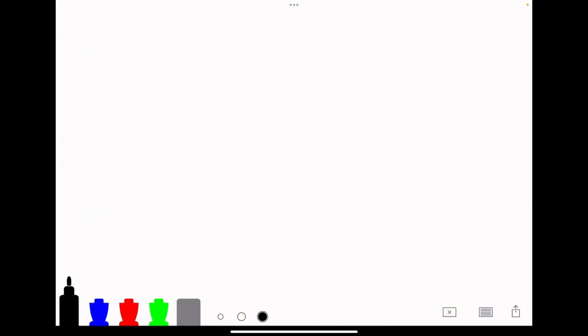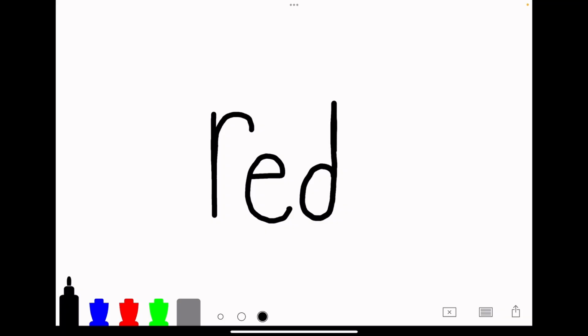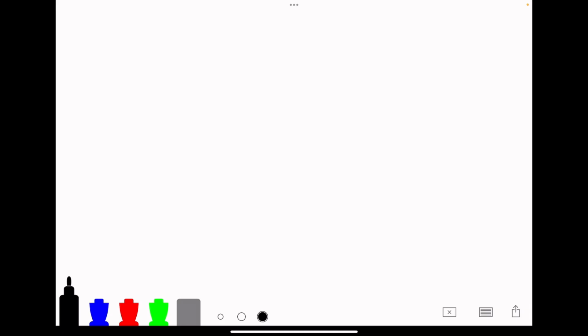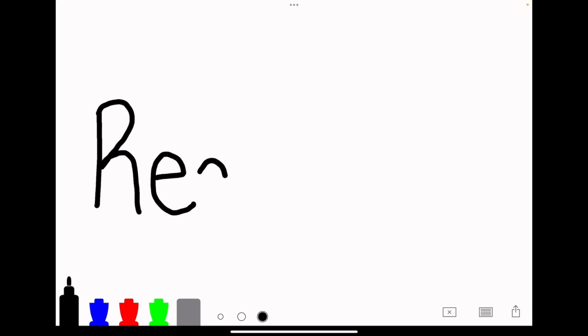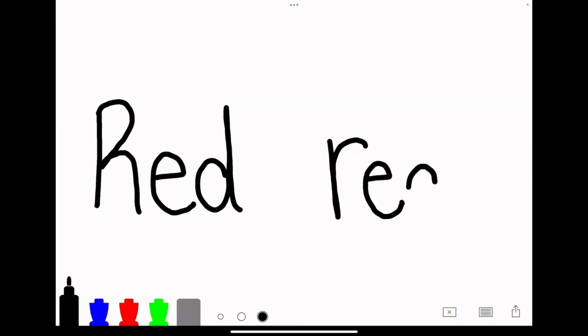So our first letter is R. After R, we have E. And after E, we have D. R-E-D spells the word red. Nice job, TTC family. So TTC family, today we learned how to spell but also write the word red using capital R and then also using lowercase r. So you guys did an amazing job with learning how to spell and write the color red.